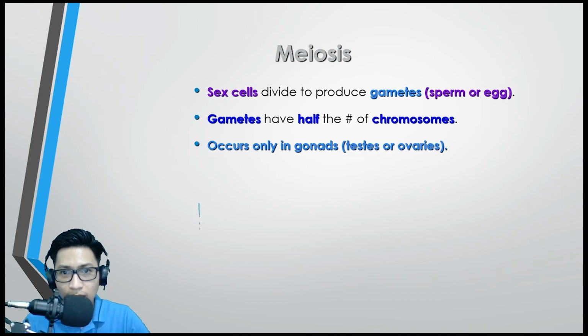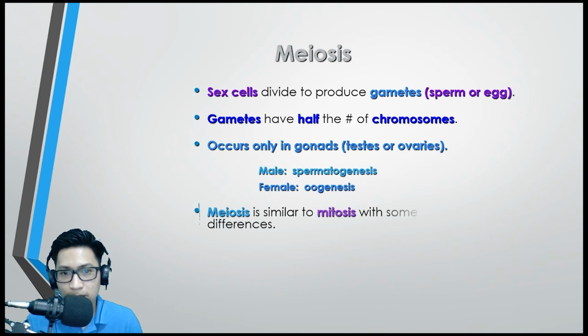It occurs only in gonads. For the male, the production of gametes happens in the testes, and in the ovaries for the female. We call the cell division or gamete production of the male spermatogenesis, and oogenesis for the female.